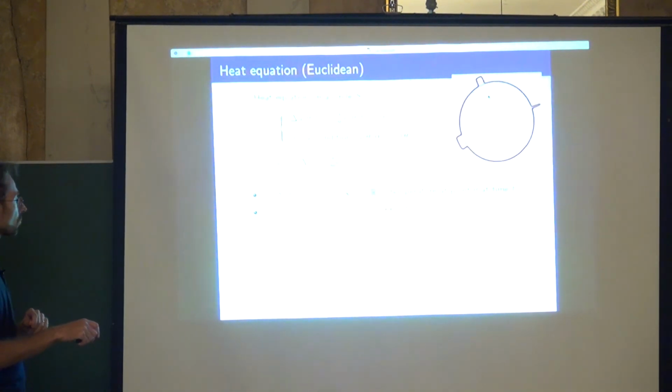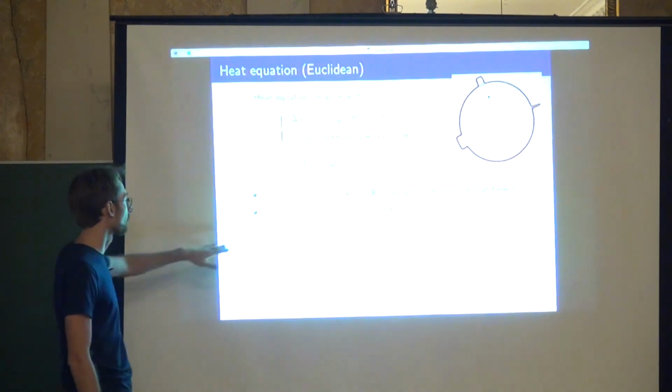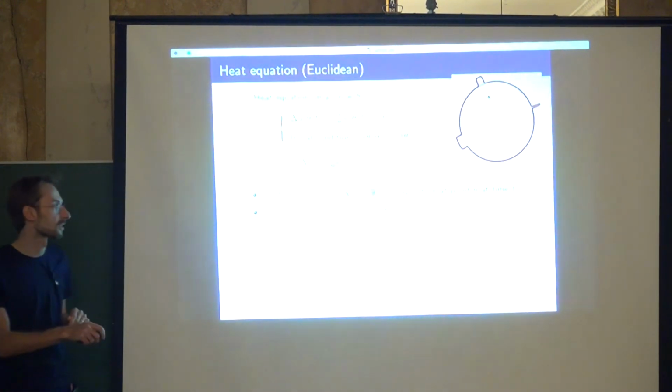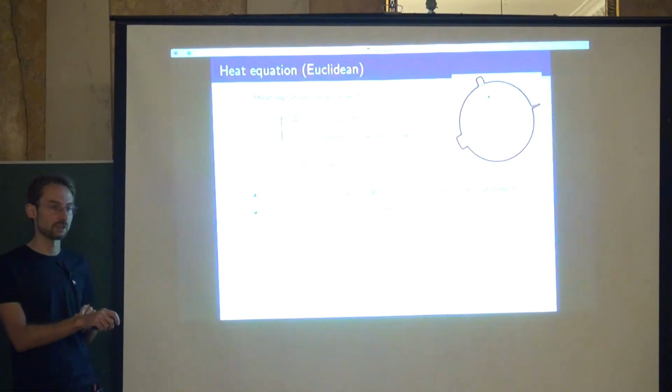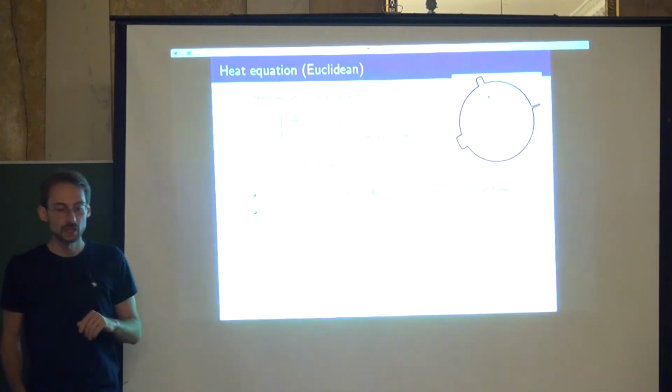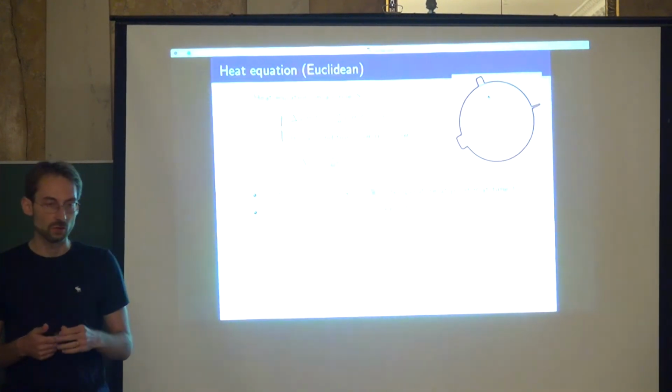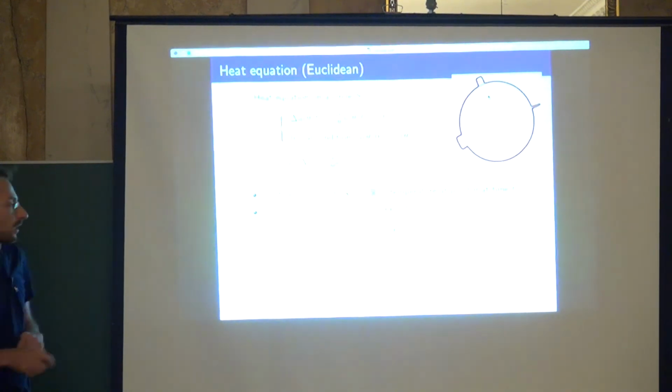And the usual way of solving this heat equation is to assume that the solution is separable. So we can write it as a product of a function that depends only on the spatial coordinate and a function that depends only on the temporal coordinate. If we plug this form of the solution into the heat equation and rearrange, we get basically that these ratios are constant. Let's call this constant minus lambda.